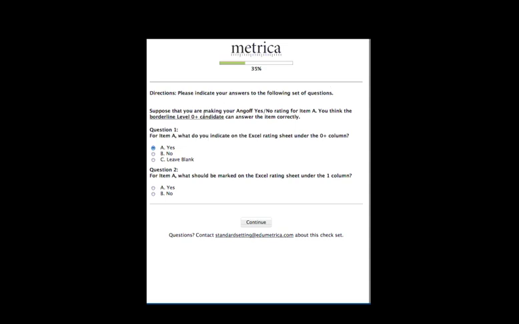But if a borderline level 0+ candidate can answer the item correctly, then surely the borderline level 1 candidate can answer the item correctly, and the borderline level 1+ candidate can answer the item correctly. Therefore, what should be marked on the Excel rating sheet under the 1 column? Yes.